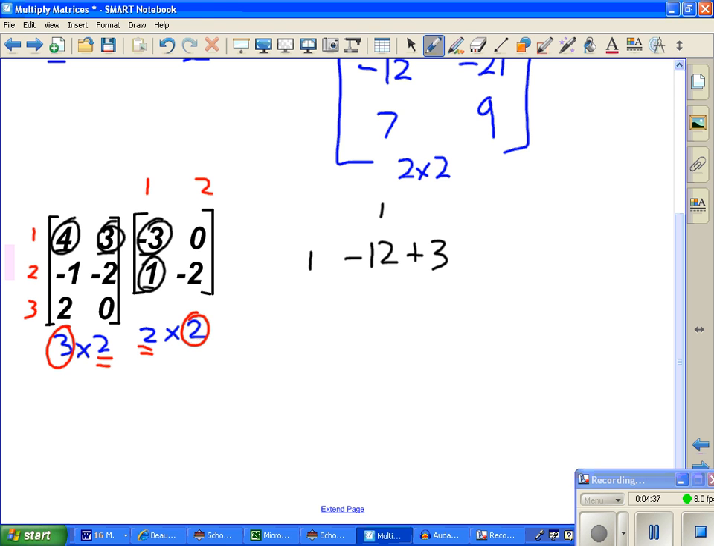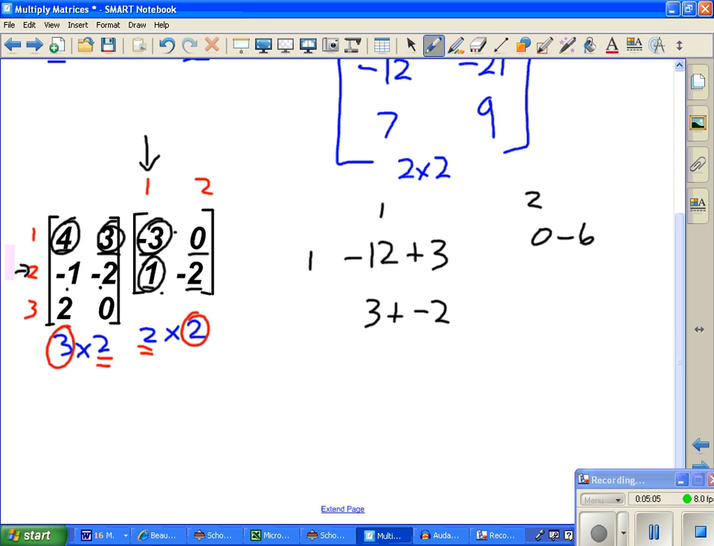Okay, well now let's do first row, second column. Okay, 4 times 0 is 0, and 3 times -2 across the row, down the column, is -6. Okay, well now I move to the second row, and we'll go down the first column. -1 times 3 is -3, plus negative 2 times 1 is negative 2.